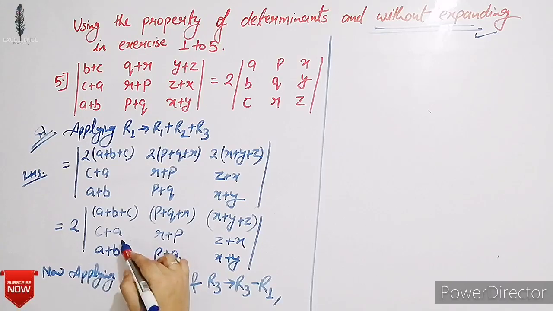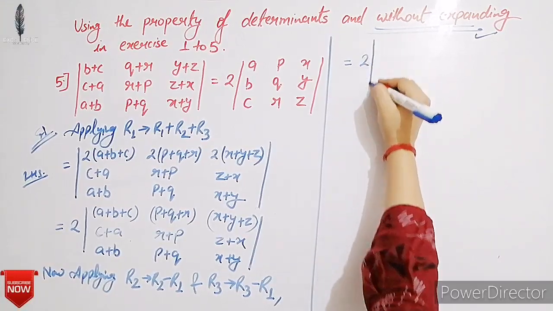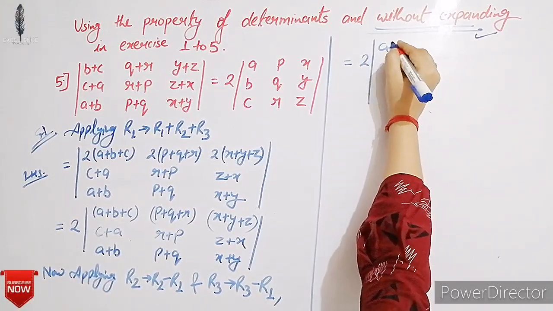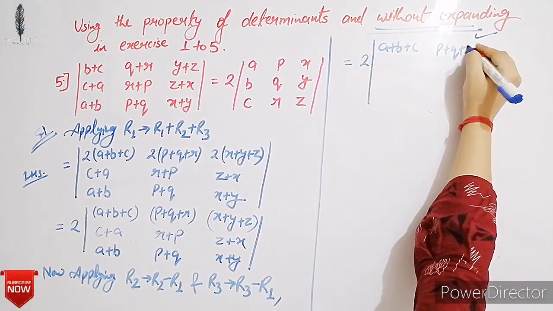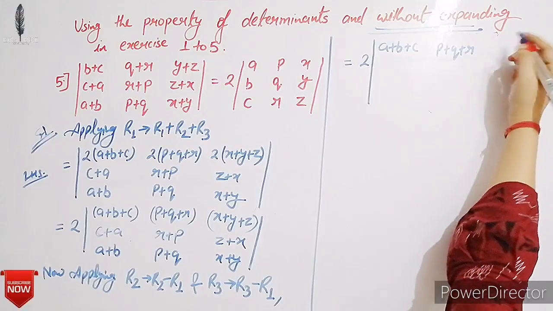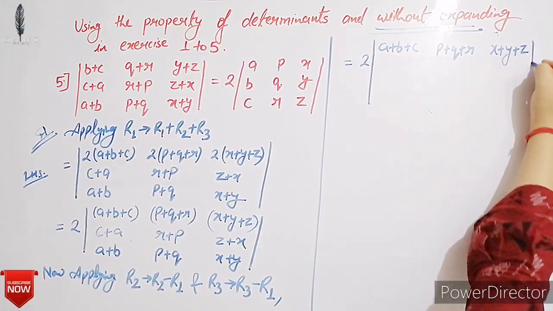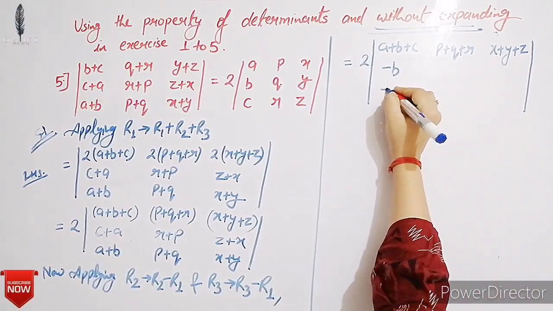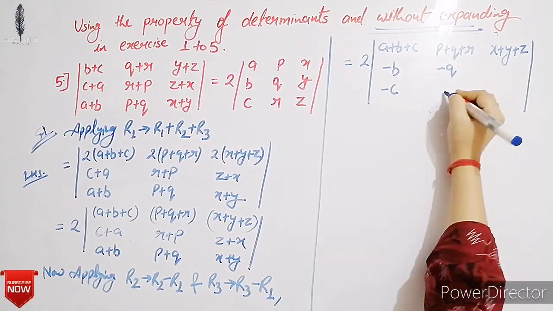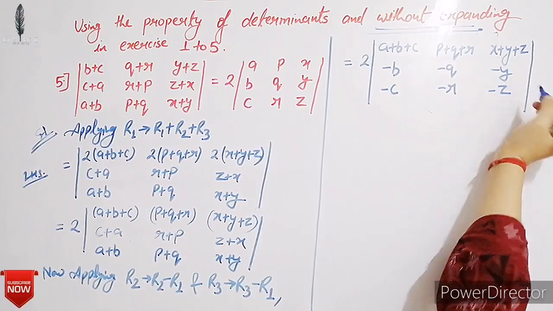Here easily C plus A minus A plus B plus C, then we get minus B easily. So it is equal to twice of, here R1 is same, A plus B plus C, P plus Q plus R, and here X plus Y plus Z. Now change R2 according to R2 minus R1, then we get here minus B, R3 in minus C, here minus Q, minus R, and here minus Y, and here minus Z.